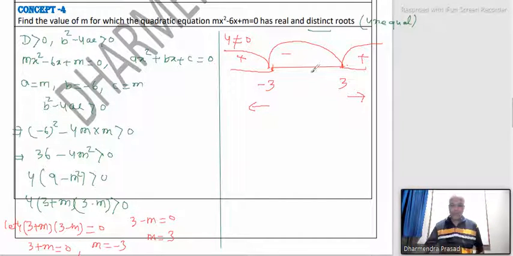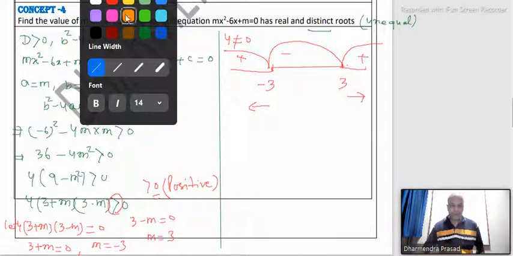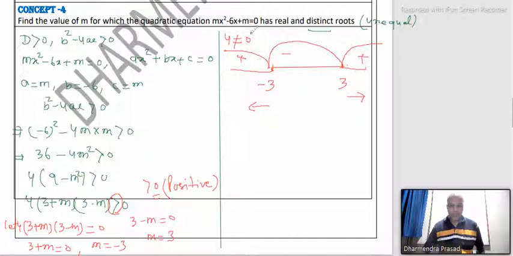Now here what happened? See the question. In the question it is given greater than 0. Greater than 0 means what? It should be positive. Greater than 0 means a positive number. Now you see, which part is the positive part? This is your positive. This is also positive. Means this plus means greater than 3 and less than minus 3.